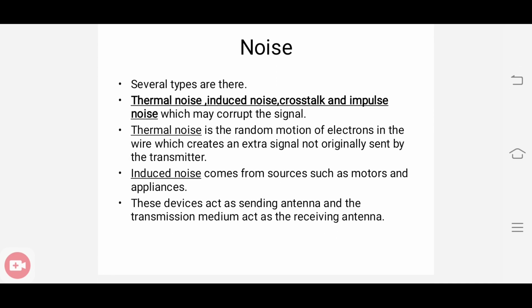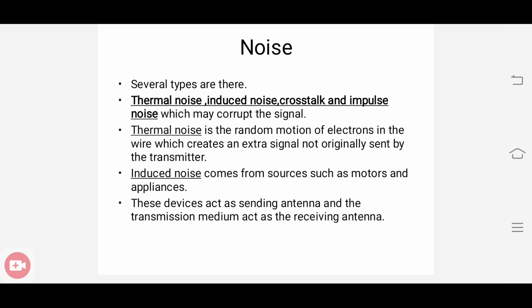And the third transmission impairment is noise. Noise is an unwanted signal, right? There are four types of noise we can discuss here: thermal noise, induced noise, crosstalk, and impulse noise. What do we mean by thermal noise? It is an unwanted signal due to the random motion of electrons, which creates some extra signals at the receiver side that were not originally sent by the transmitter. That is thermal noise.